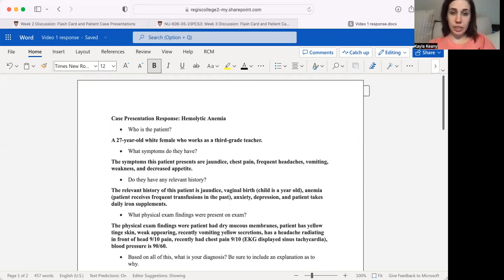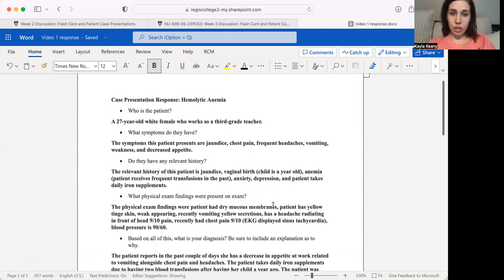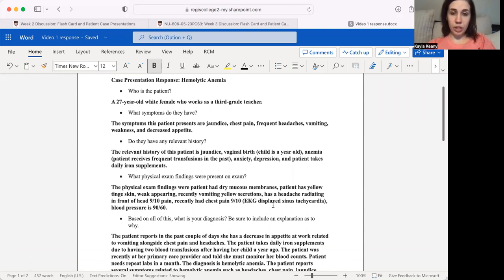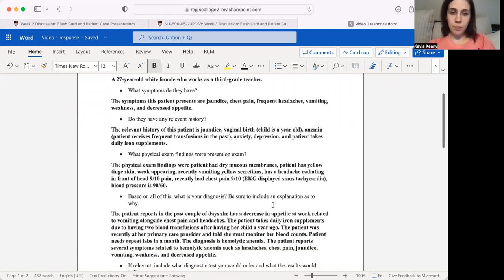The patient is a 27-year-old white female who works as a third grade teacher. The symptoms this patient presents are jaundice, chest pain, frequent headaches, vomiting, weakness, and decreased appetite. The relevant history of this patient is jaundice, a vaginal birth, the child is a year old, anemia, the patient received frequent transfusions in the past, anxiety, depression, and the patient takes daily iron supplements.